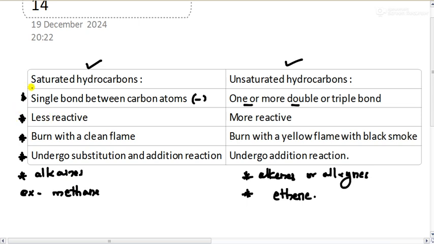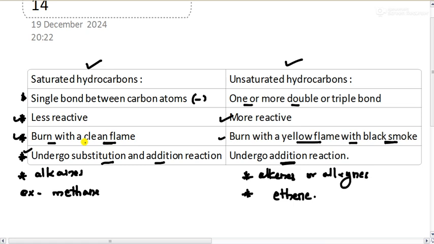Next, saturated compounds are less reactive. Unsaturated are more reactive. Saturated burn with a clean flame, while unsaturated burn with a yellow flame with black smoke. And one more point, saturated compounds undergo substitution and addition reactions, while unsaturated only undergo addition reactions. So out of these 4 you have to write any 2.